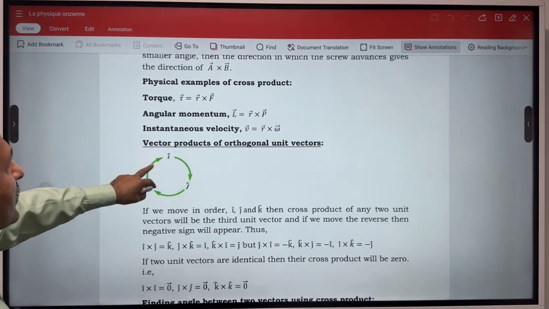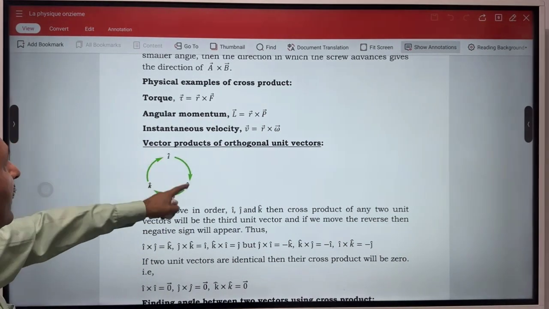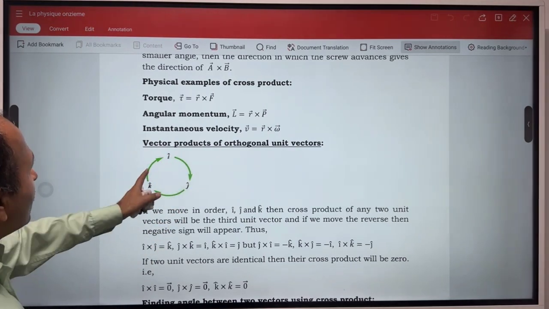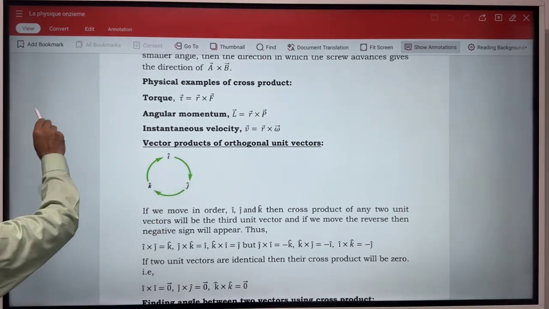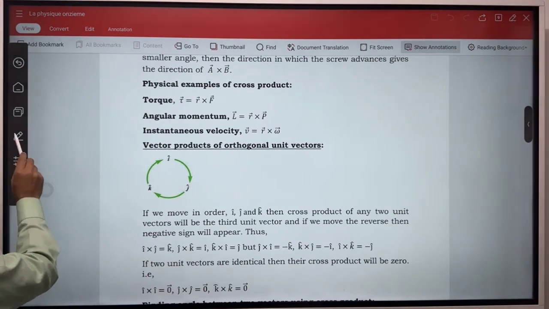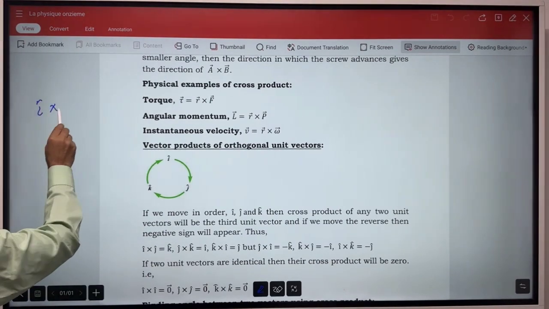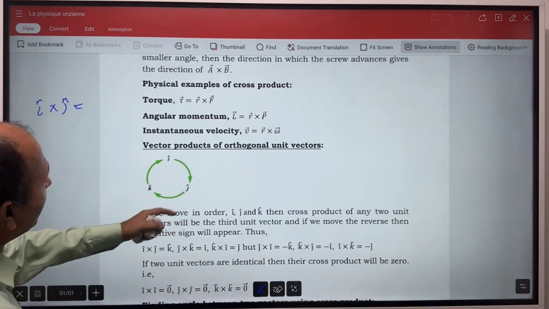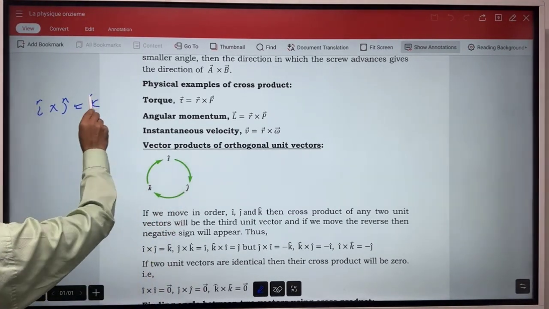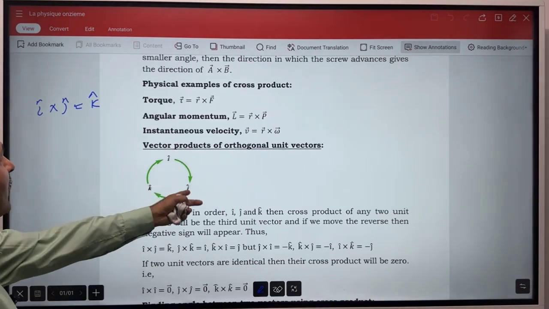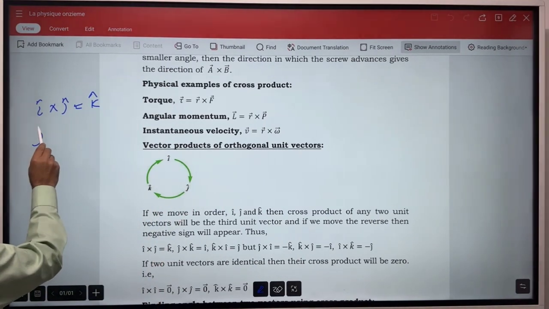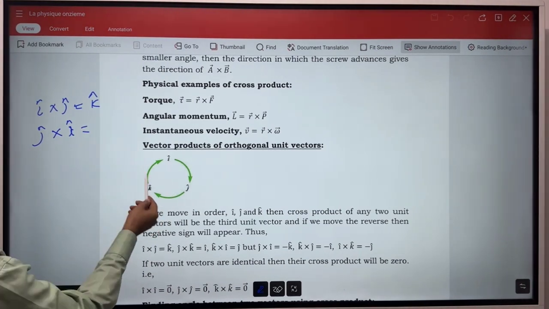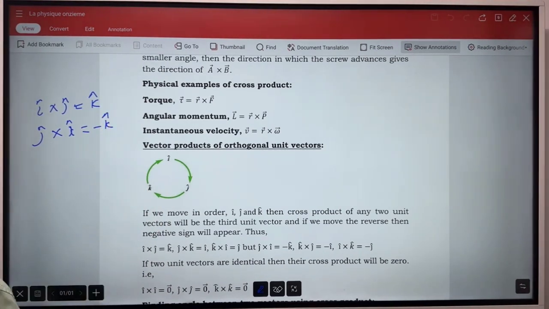Now here a diagram is shown. When we multiply i, if you move in the direction of the arrow, you will get the third vector. Suppose you multiply i cross j. You are moving in the direction of the arrow, so you will get the next vector, k cap. But if you move against the arrow, means going from j to i, you will get the negative of it, minus k cap.